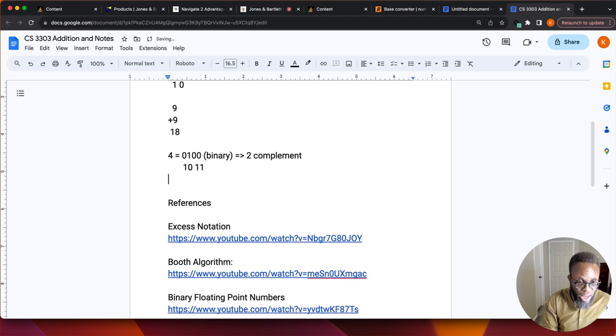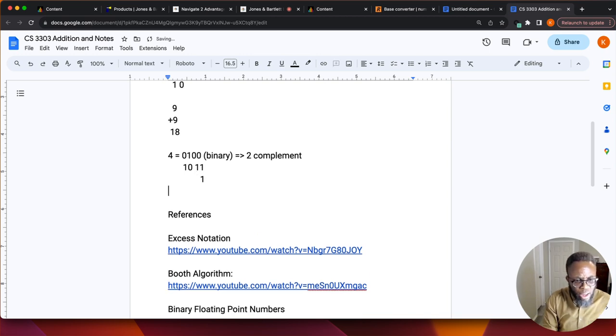And then you add a 1 here at the end. If you add this up, remember 1 plus 1 is equal to 0, and you carry a 1. You carry the 1 up top here, that becomes 1 plus 1, plus the 1 that you carried, becomes 0. And you carry the 1 again, and then that 1 plus this 0 becomes 1. And then you have 1. So this becomes the 1's complement of 4. You take the 2's complement, you flip the bits, and you add a 1.